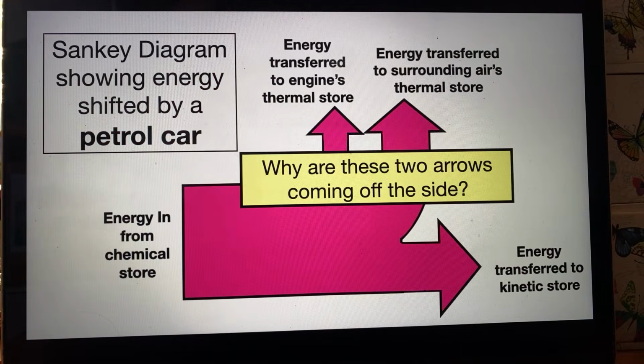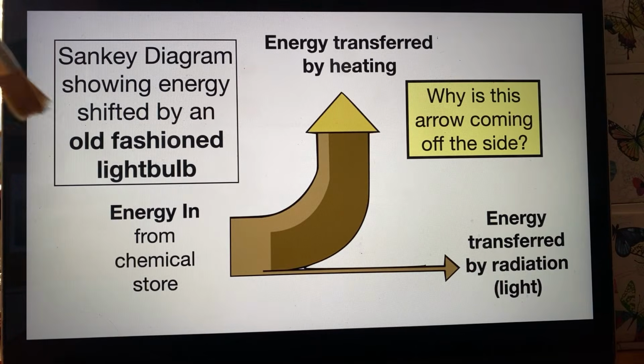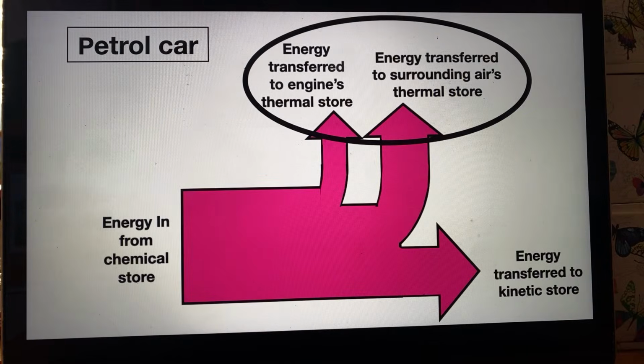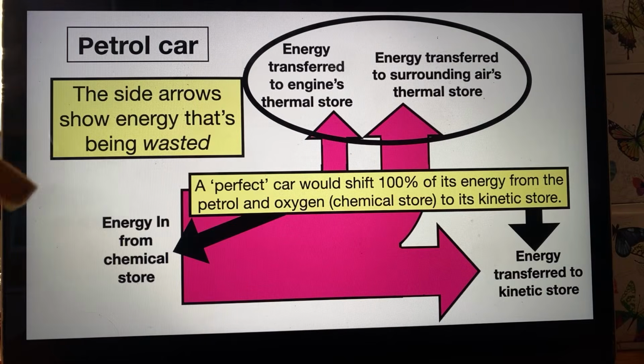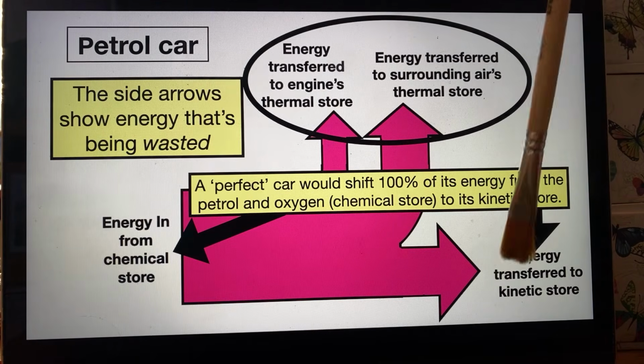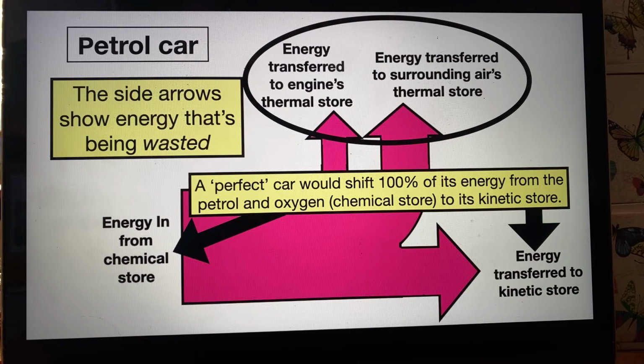Yeah, exactly. So on the petrol car, these 2 arrows coming off the side show energy transferred by heating. In fact, it's the same with the light bulb. So yeah, the arrows coming off the side show the energy that has been wasted. That's right. A perfect car, what you want from a car is for the energy that is stored chemically to be shifted to the car's kinetic store, the movement store. That's the whole point, you want a car to move. You don't want energy to be wasted heating up the engine or heating up the air. It just happens that way anyway.